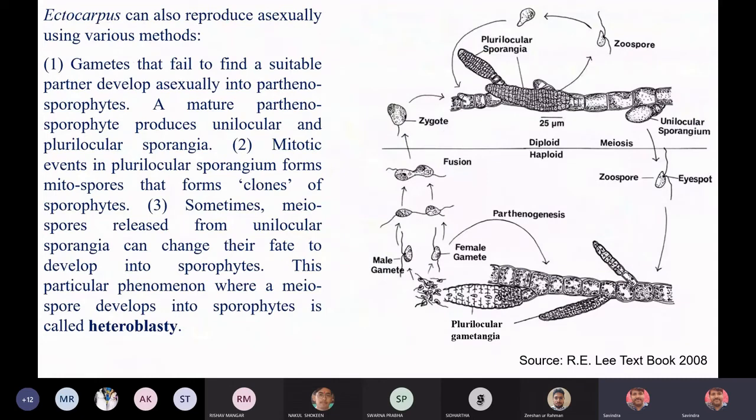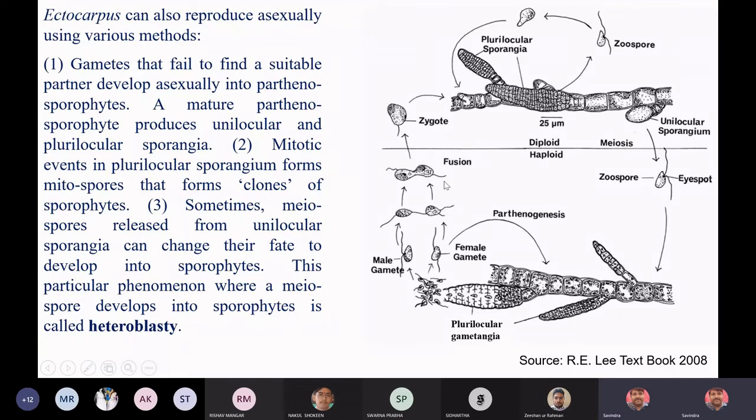So where we started the cycle, from this zygote we started with those sporophytes. These sporophytes have plurilocular sporangia which keep on giving rise to mitospores or mitozoospores, and one after another they keep making multiple sporophytes. Those sporophytes may also develop unilocular sporangium. Those unilocular sporangia, after meiosis, may produce up to 32 meiozoospores, which after germination can give rise to the gametophyte. Male and female gametophytes are similar to each other.